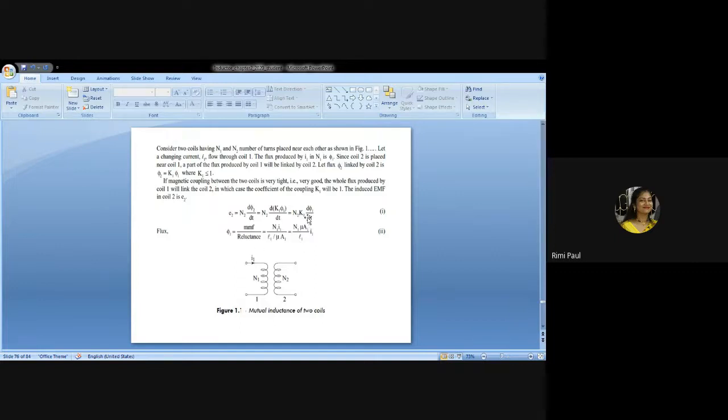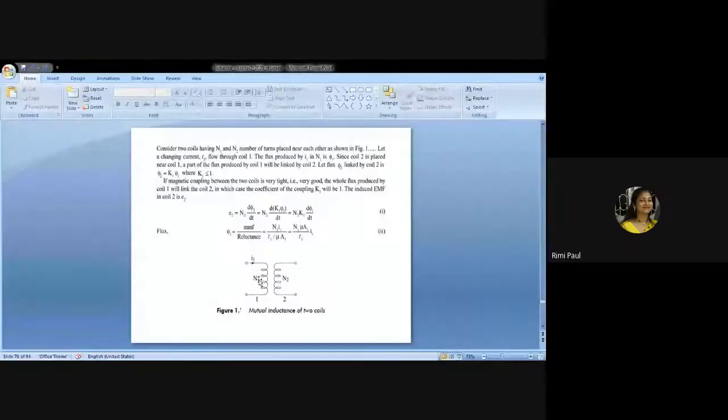Now putting phi 1 here, we can write K1 d by dt of N1 mu A1 I1 by L1. If I take the constants outside, I can write K1 N1 mu A1 by L1 times di1 by dt. This part is M. So E2 is equal to M di1 by dt.